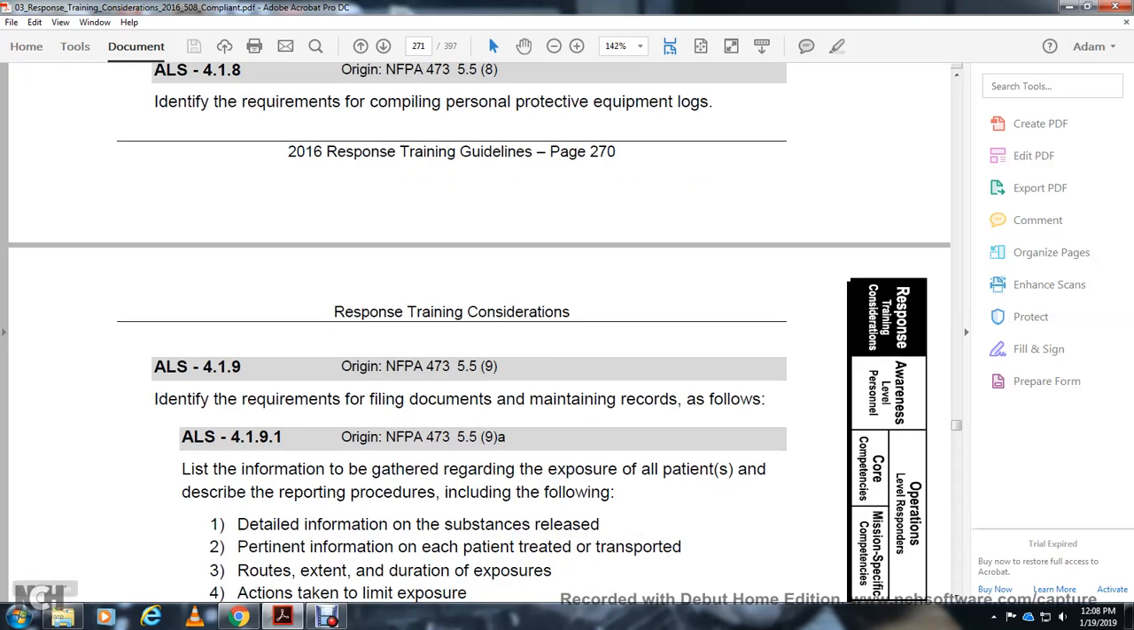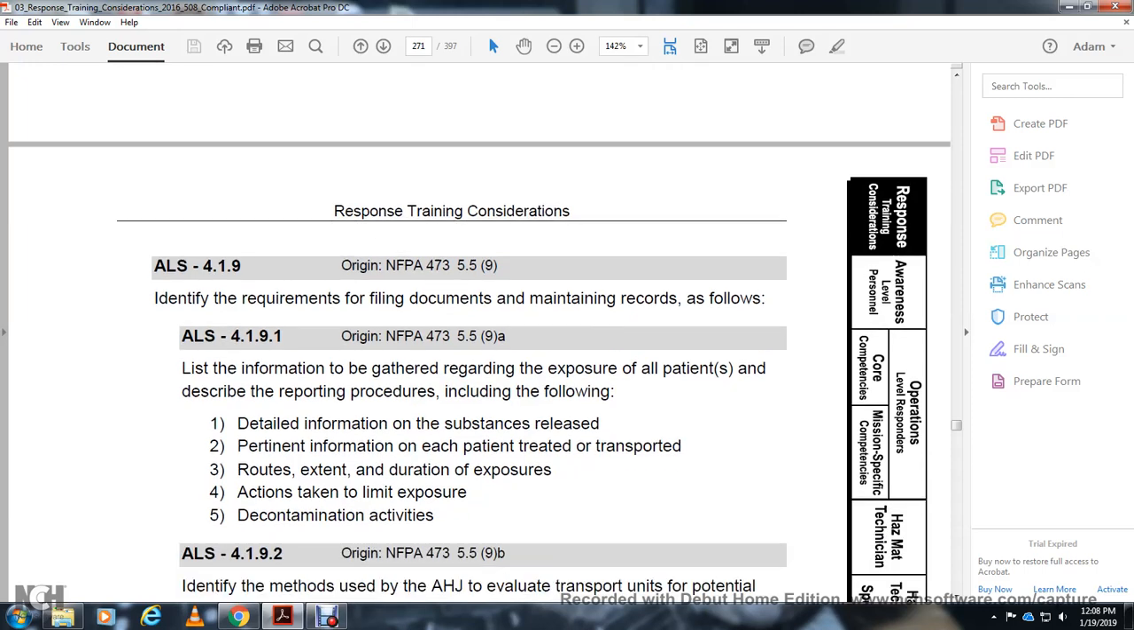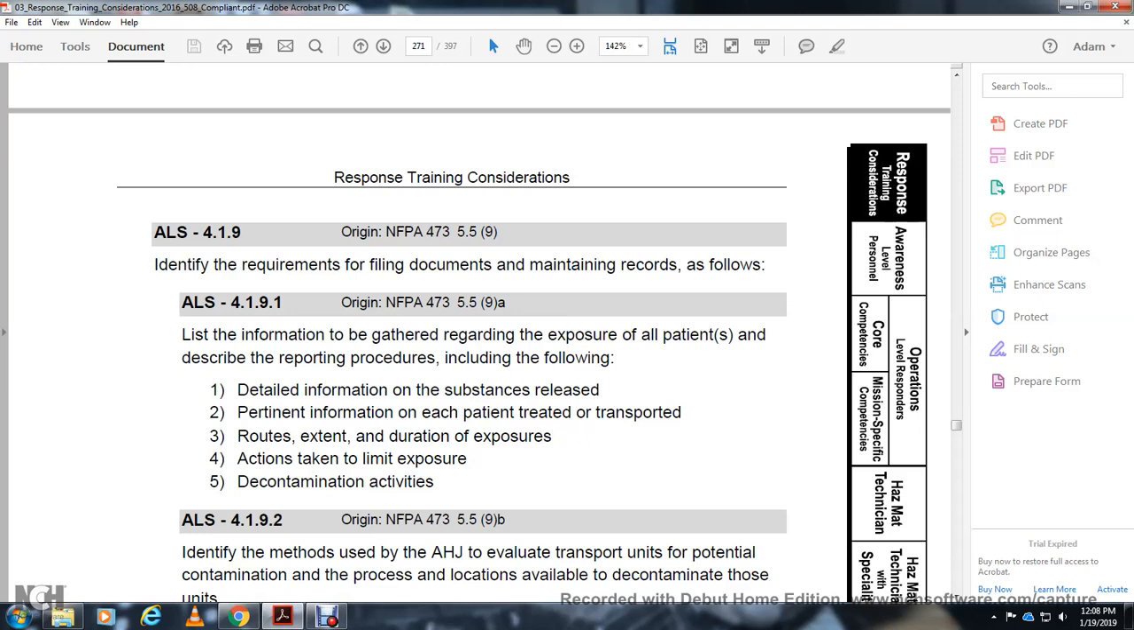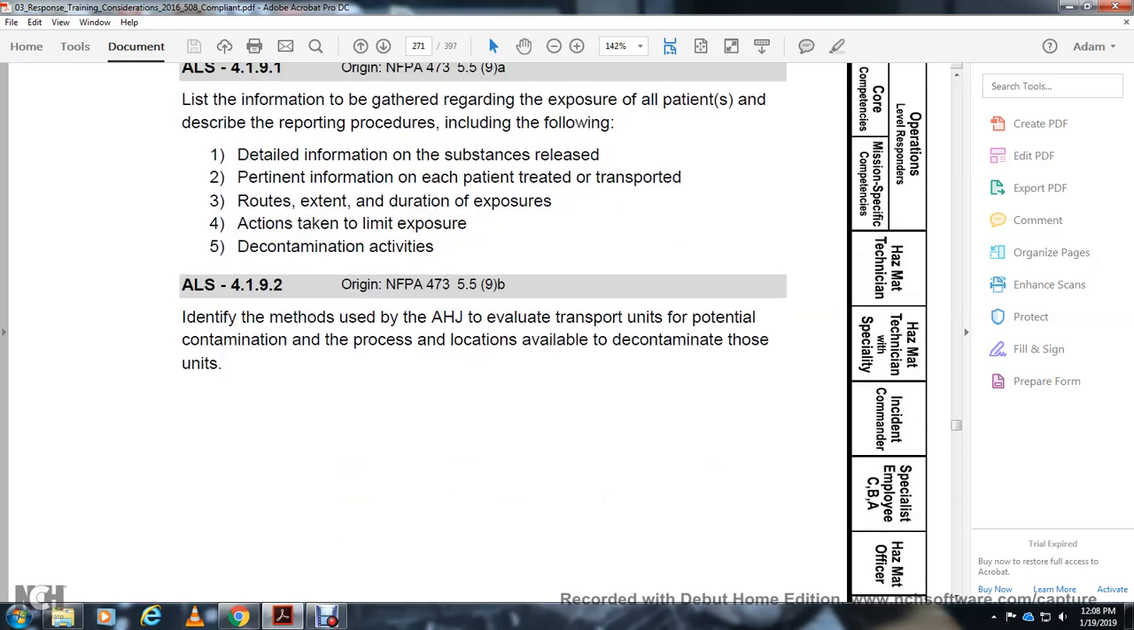Describe the list of information gathered regarding the exposure, and describe the reporting procedure, including the following detailed information: substance released, pertinent information on each of the patients treated and transported, routes and extent of exposure, duration, exposure actions at the time of limited exposure to decontamination activities, the authority having jurisdiction, the availability of transport units, potential contamination processes, and locations available for decontamination of these units.